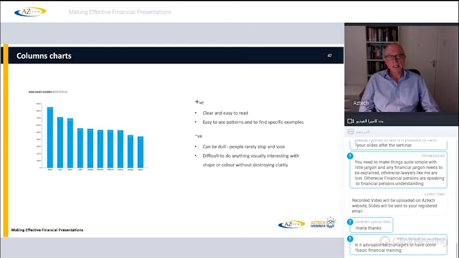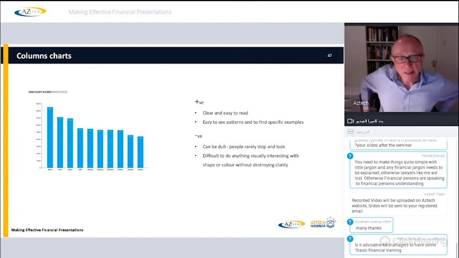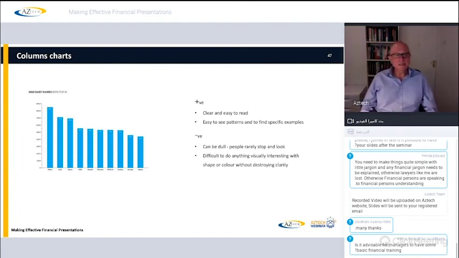Column charts are possibly the most common method of graphical data visualization. They're great. They're clear. They're easy to read. It's very easy to see patterns and find specific patterns. This data set here from 2010 is the most popular boys' names that were given to babies. That's the top 10. You can look at that later. But what you can see very clearly, very quickly by looking at the chart, is that the most popular name in 2010 in the UK was Oliver. And that stands out very clearly. Problem is, it's not terribly exciting.